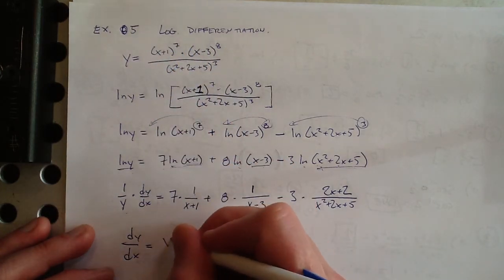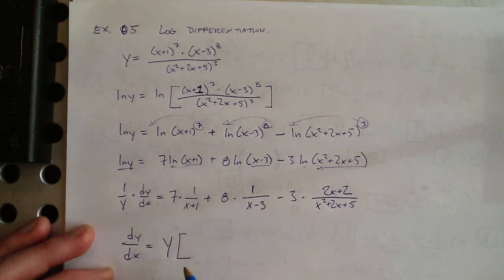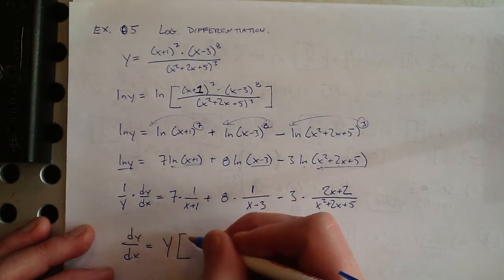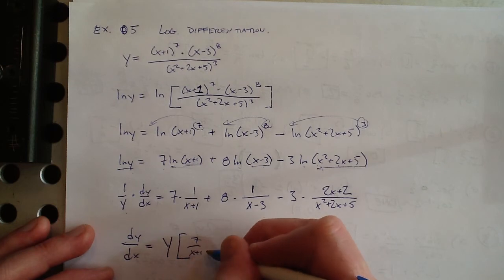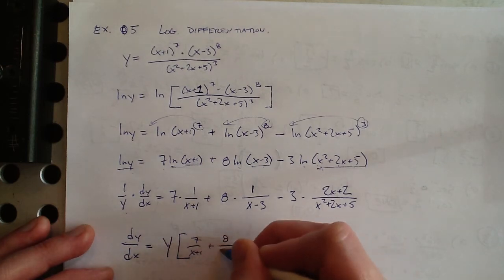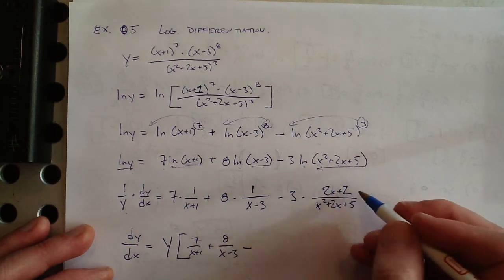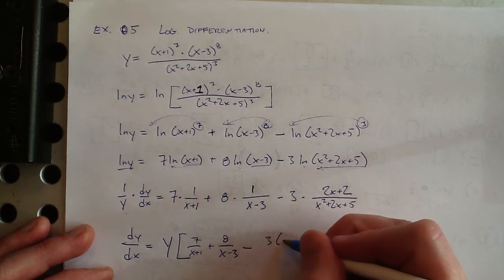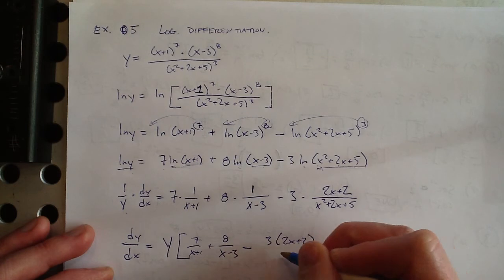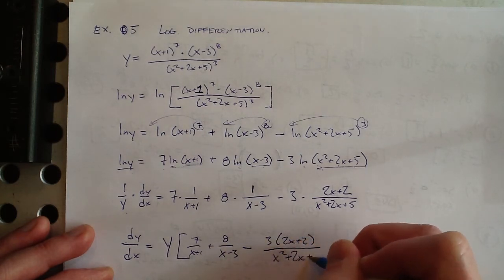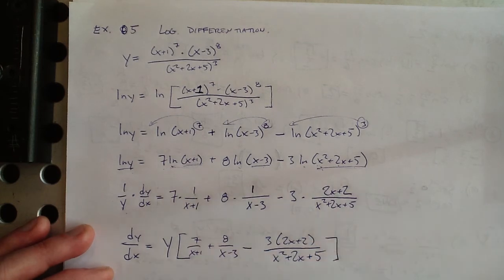So I'm going to write a big y. So this is what? 7 over x plus 1 plus 8 over x minus 3 minus 3. You can distribute the 3 through or leave it factored out, does not matter, over x squared plus 2x plus 5.